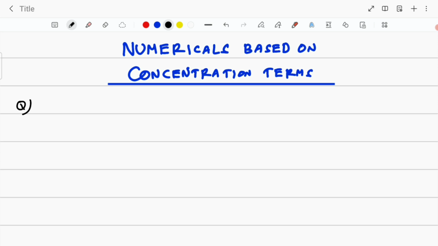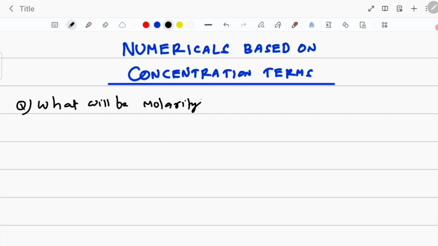In the last few lectures, we discussed theoretical statements followed by numericals, again theoretical statements followed by numericals. In the last lecture, we completed the most important concentration terms, theoretical statements. Today's lecture, we are going to start questions based on concentration terms.